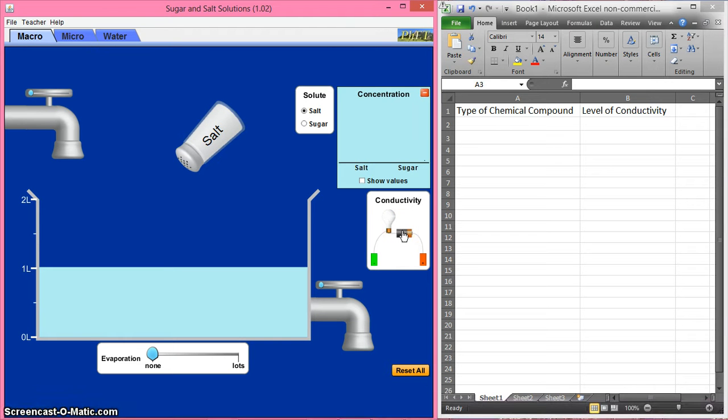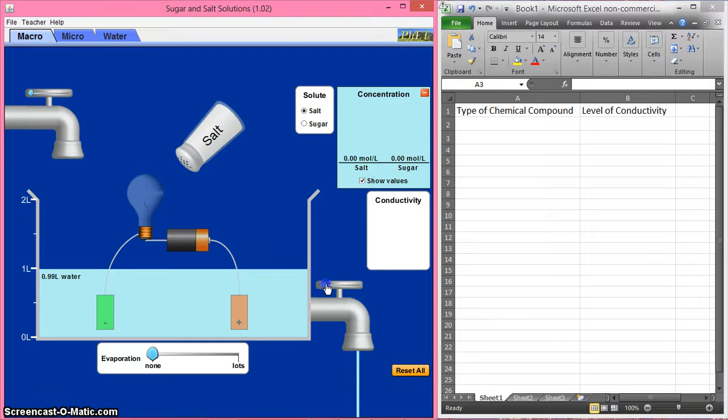Now to get started, firstly place the electrical circuit into the water by using the mouse to drag it. In the concentration box, tick the Show Values box. This is so that you can see the water levels easily and the salt and sugar levels. Make sure there is 0.50 litres, 500 millilitres of water. If not, drag these taps across to either increase or decrease the amount of water.